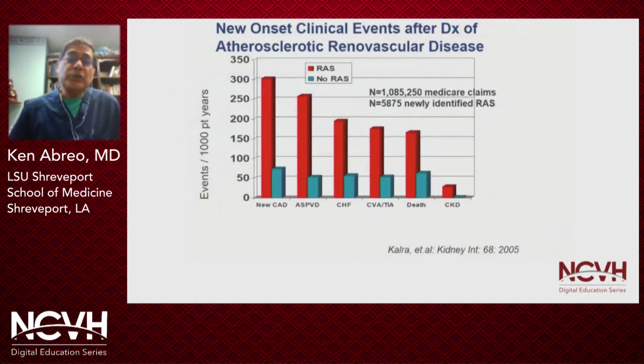This slide pretty much shows you that when you have atherosclerotic renovascular disease, you have involvement of other arterial beds. The red bars show patients with renal artery stenosis, the blue without renal artery stenosis. And you will notice that the patients with renal artery stenosis also have coronary artery disease, peripheral vascular disease, congestive heart failure, strokes, and a higher incidence of death and chronic kidney disease.